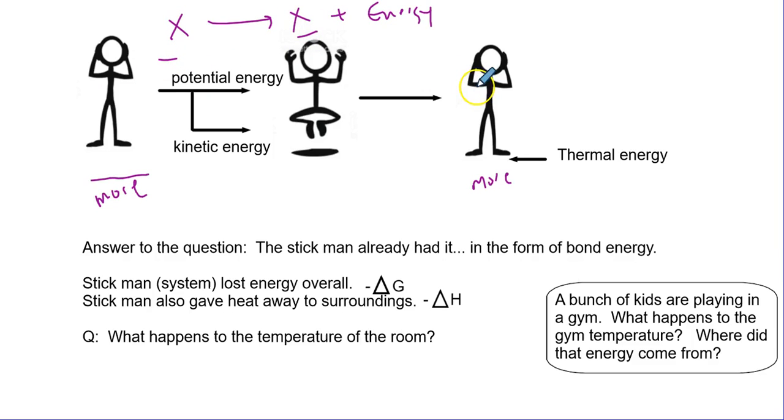Same guy though, right? So what happens to the temperature of the room? Well, technically the temperature should go up because he's getting rid of energy, spending energy, and eventually energy dissipates to the area, and there you go. Again, an example: you have a bunch of kids playing in a gym. What happens to the temperature of the gym? Where did that energy come from? It came from inside the kids, right?